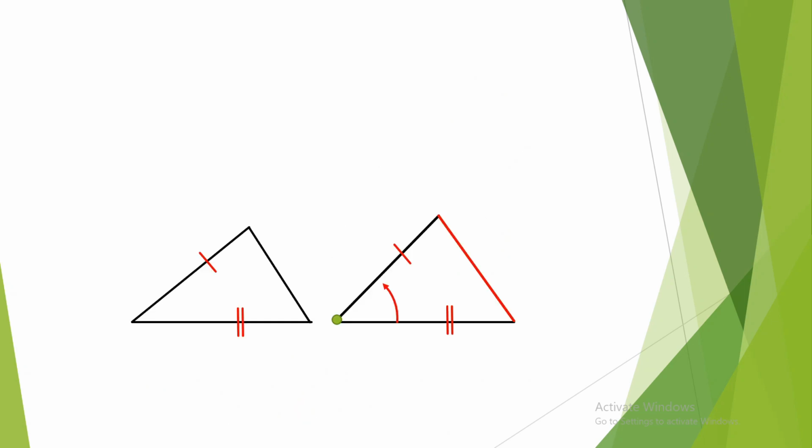Next, we have this one. So we have two triangles here. Two sides are congruent.